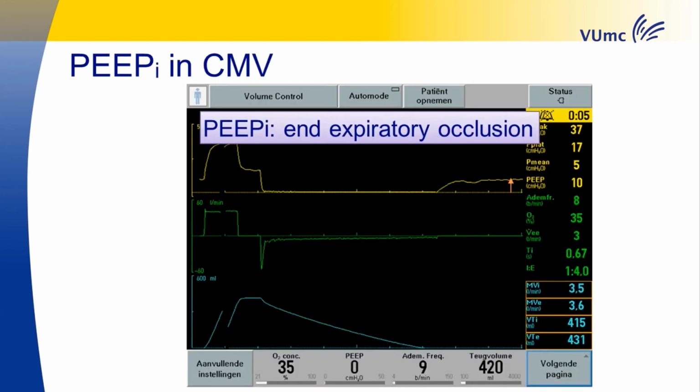So this is what we have already seen. This is pretty easy: how we're going to measure intrinsic PEEP with expiratory occlusion. There's a rise in pressure here. And in this case, extrinsic PEEP is 0, intrinsic PEEP 10 centimeters of water.